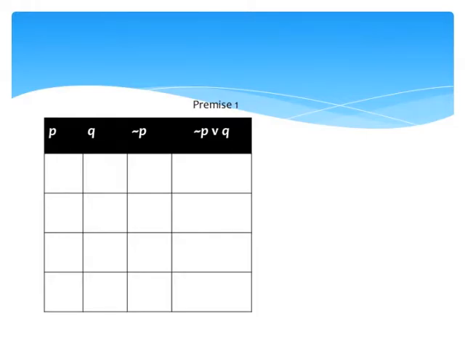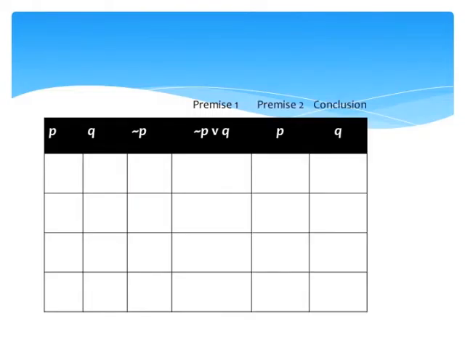And we can identify not P or Q as premise 1. So this column is going to correspond to premise 1. Our second premise is P, and our conclusion is Q. We're adding columns for them just for clarity, but really we don't need them because we already have a column for P and another one for Q to the left. But again, just to make things as clear as possible, we are adding a column for P in its capacity as the second premise and for Q as the conclusion.